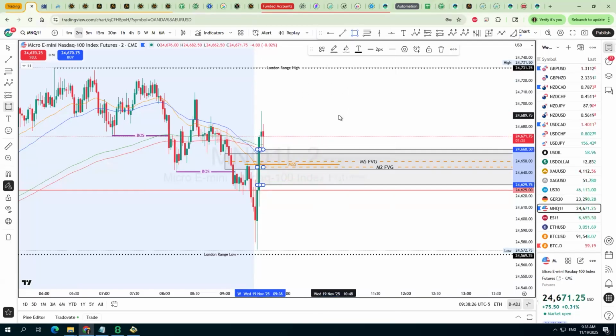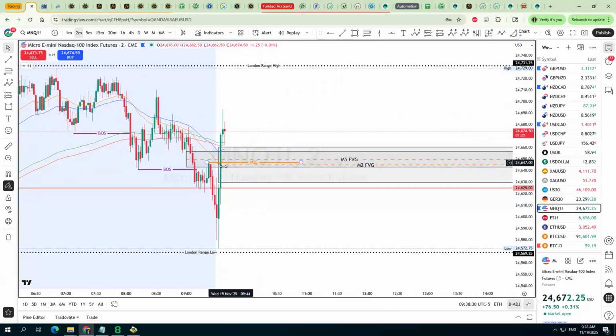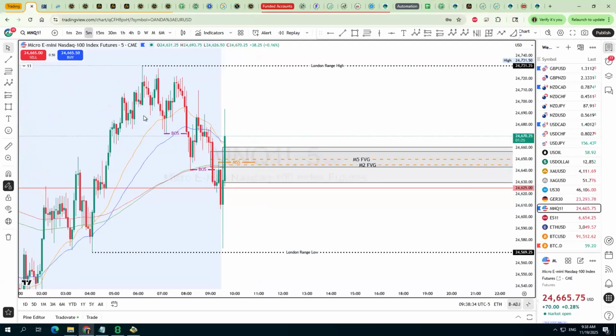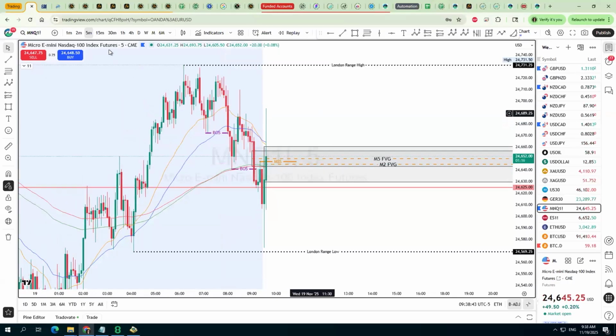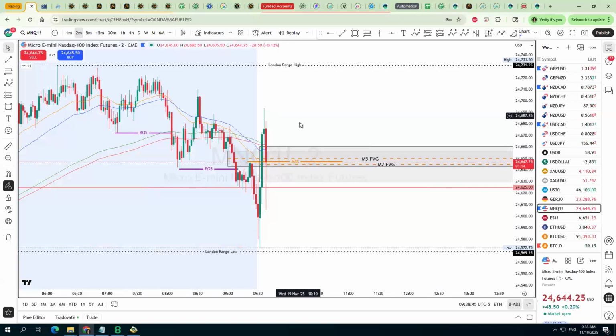2 minute fair value gap here. Price is going to tap into this area. Let's take a look at the 5 minute. 5 minute looks good. Let's keep an eye. We've got about a minute and 20 seconds. Ooh, 5 minute doesn't look good. Look at that. So it looks like the 5 minute is holding, and we might have an inversion here.